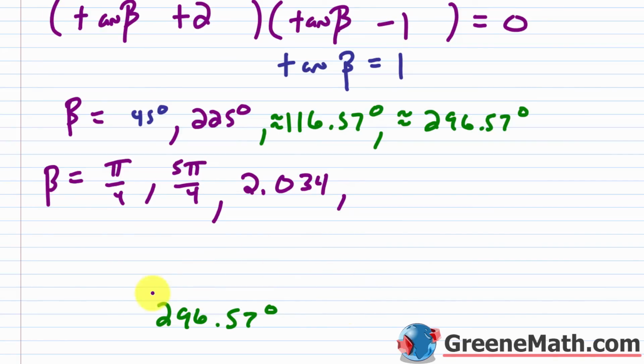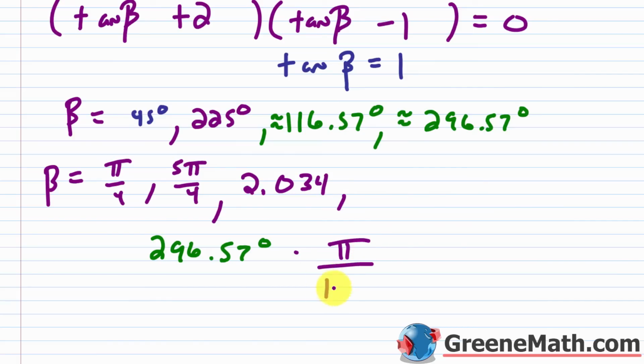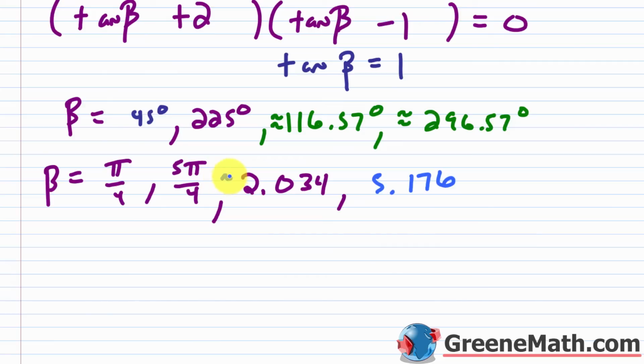So let's do this one. We're going to multiply it by pi over 180 degrees again. We know the degrees here are going to cancel. I'm doing the same thing on my calculator: 296.57 divided by 180, then times pi. So this is going to be 5.176. And again, you just want to show some way that this is an approximation, so I'll put approximately, just showing that this is not an exact value.